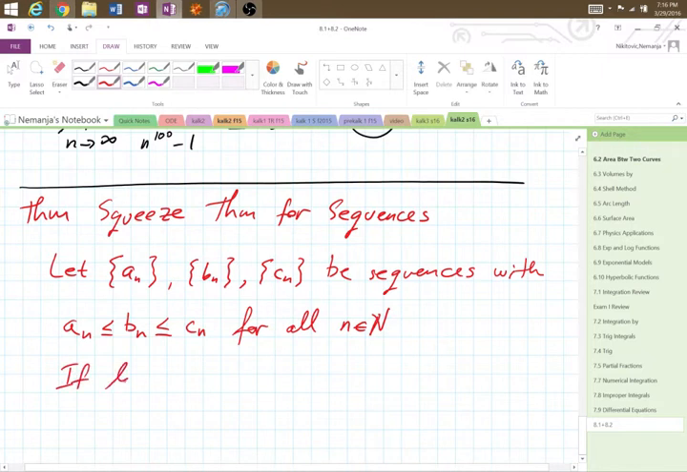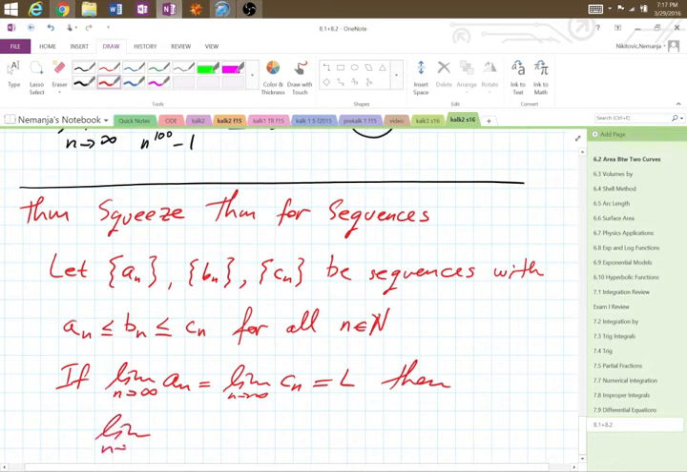If the limit as n goes to infinity of an is equal to the limit of cn, and that's finite, equal to L, then the limit as n goes to infinity of bn, which is squeezed in between, is also equal to L, which means it converges to the same value.